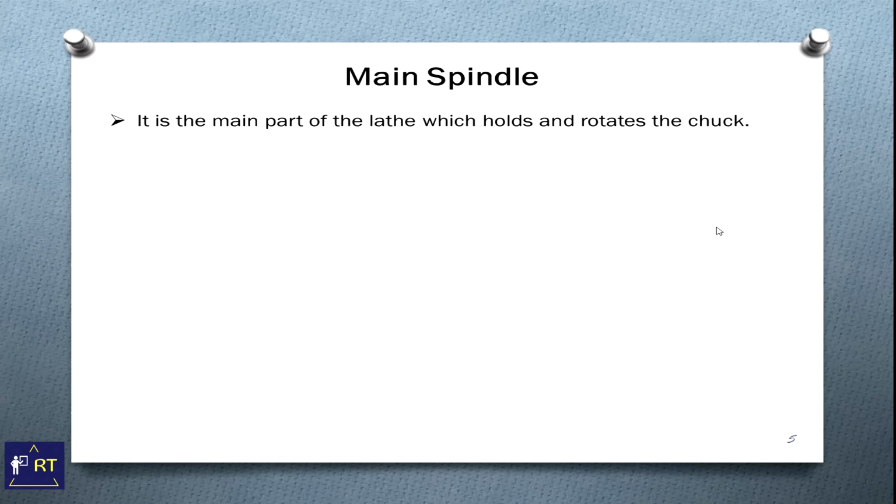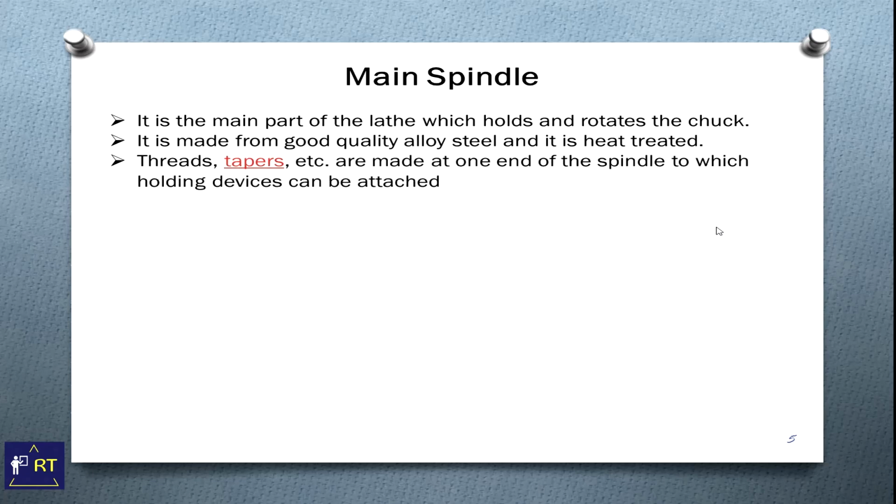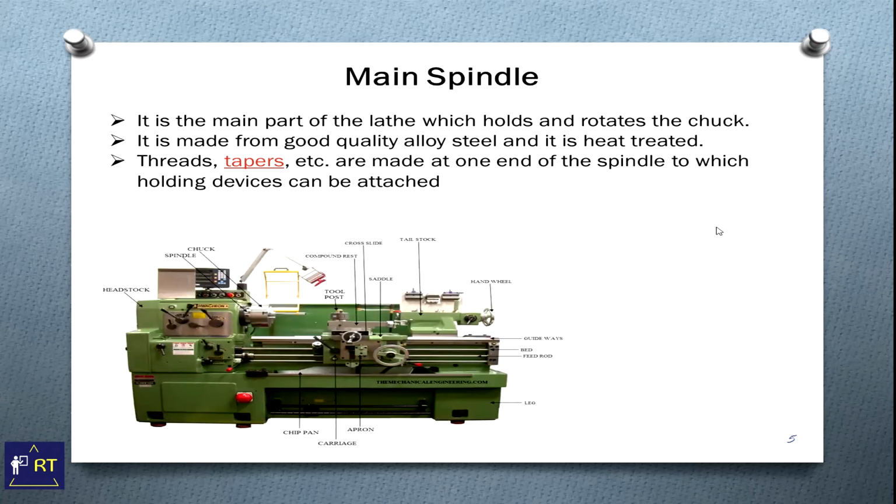Next, main spindle. It is the main part of a lathe that holds and rotates the chuck. It is made of good quality alloy steel and it is heat treated. Thread, taper, etc. are made at one end of the spindle to which the device can be attached. This is the image of the lathe machine and the chuck nearby. This is the image of the spindle.